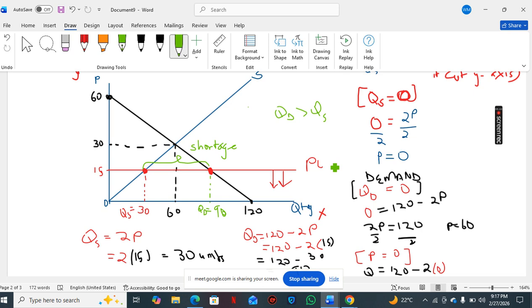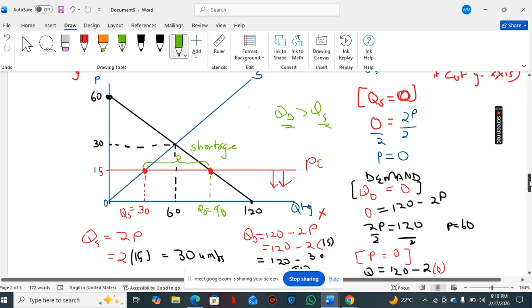Yes, we're talking about the effect of this price ceiling. As we said, quantity demanded is going to exceed quantity supplied. So you're going to have a shortage of potatoes in the market because of this price ceiling. We want to find out how much this shortage is.